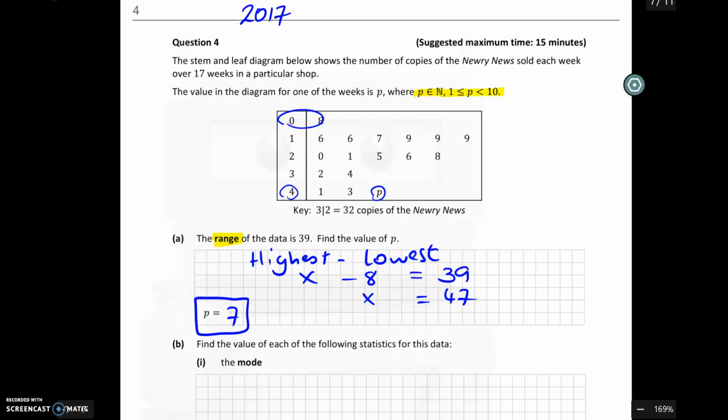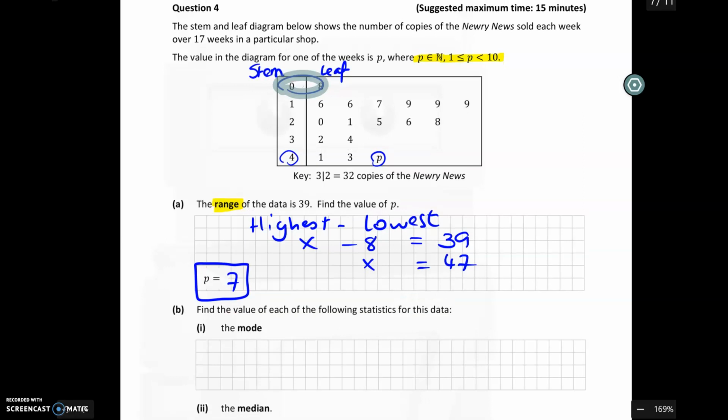Because remember, this is a stem and leaf diagram, and the leaf is only the unit part of that number. So P is 7. Find the value of each of the following statistics for this data. So the mode, okay, the mode is the most common. So the most common there we can see is 19, and it's 19 copies because I'm looking at the key there. So the mode is 19.